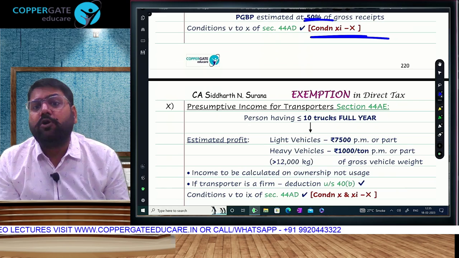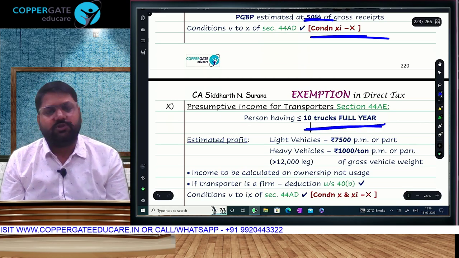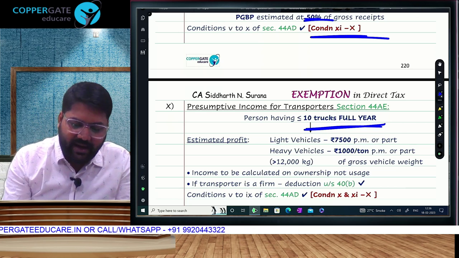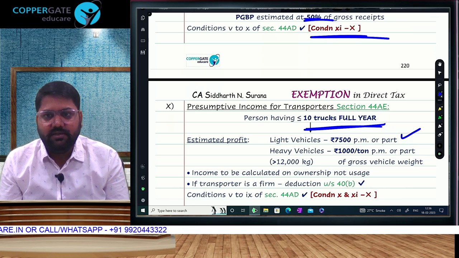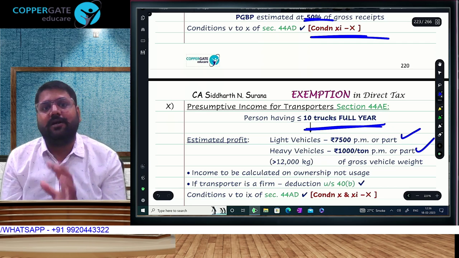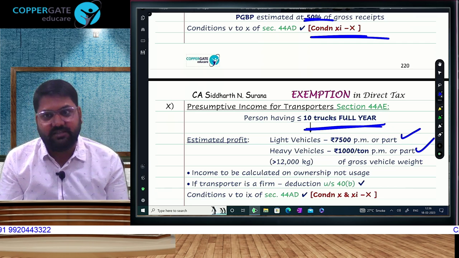And if we talk about 44AE, which is only for transporter, if you have up to 10 trucks throughout the year, not exceeding 10 trucks throughout the year, so we will calculate. For light vehicles, matlab up to 12,000 kgs, up to 12 metric tons, 7,500 per month per part, and for heavy trucks 1,000 per ton per month. So 18 tons hai to per month 18,000, but 16 tons hai to per month 16,000.